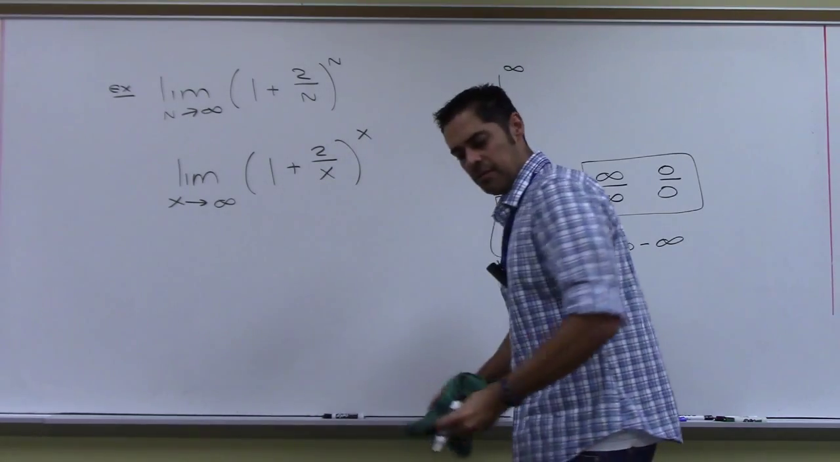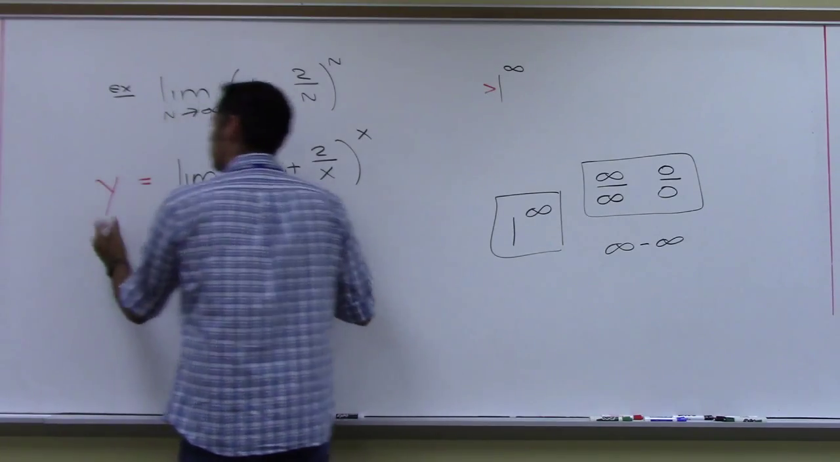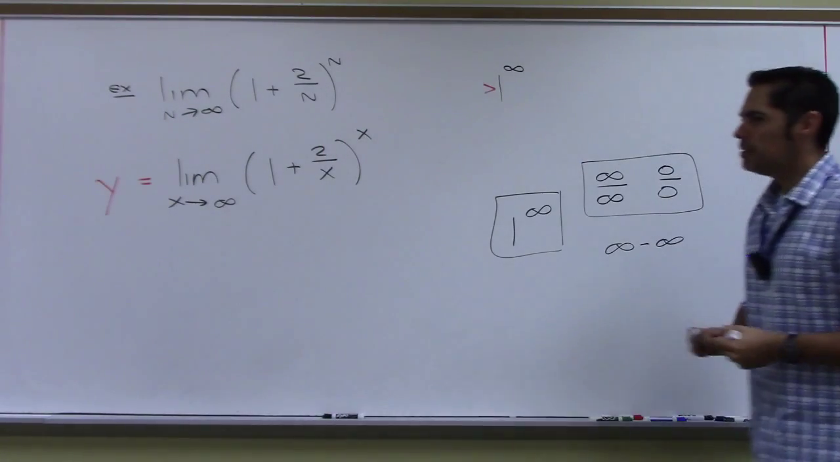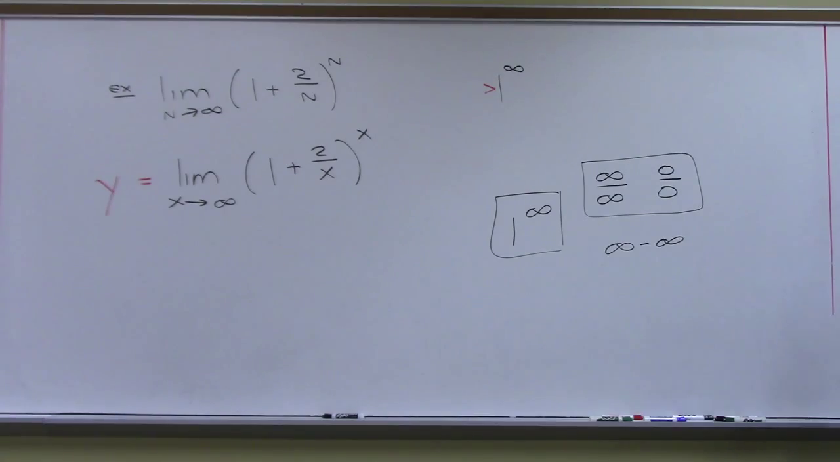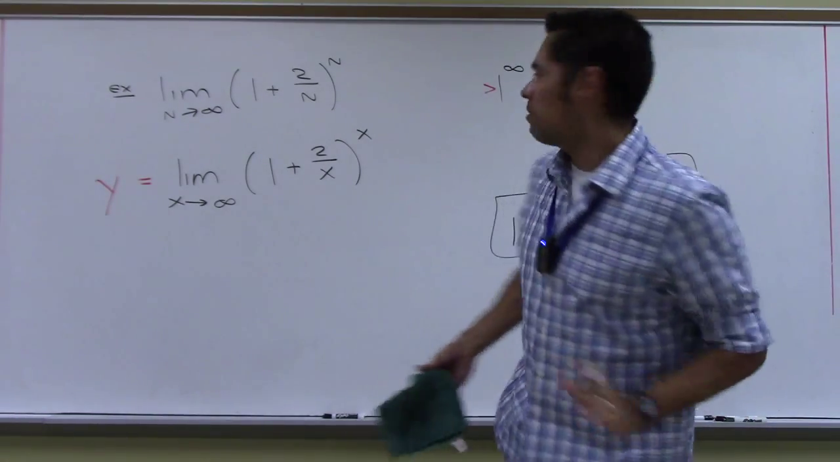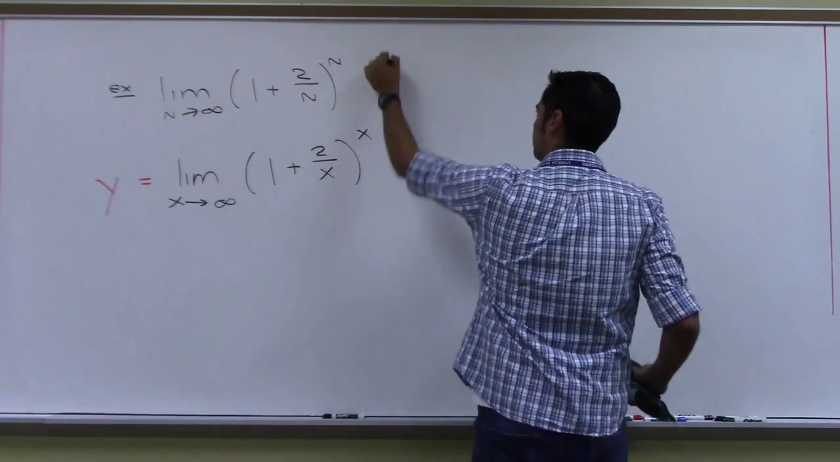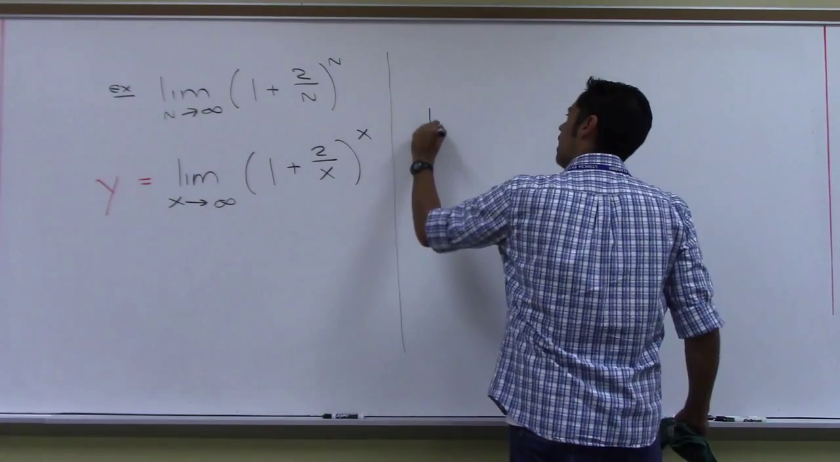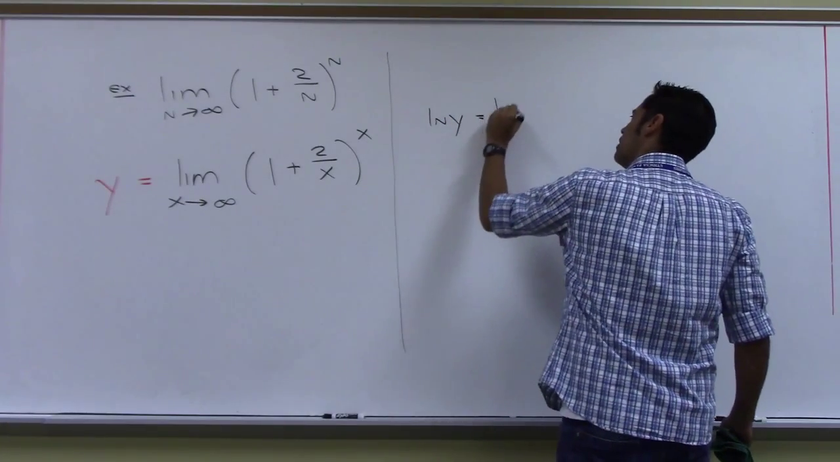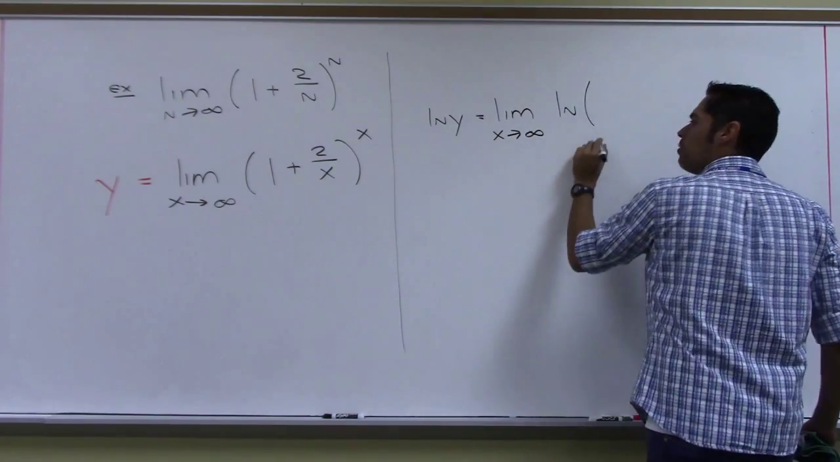You take this, and we call it something like y. Anyone remember yet? Take the natural log on both sides. That's correct. We're going to take ln on both sides. So I'm going to have natural log of y over here, limit x goes to infinity, natural log of the right side.